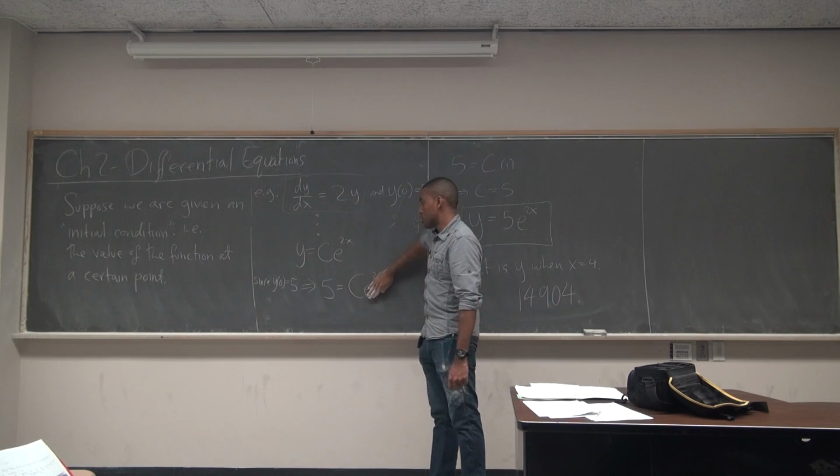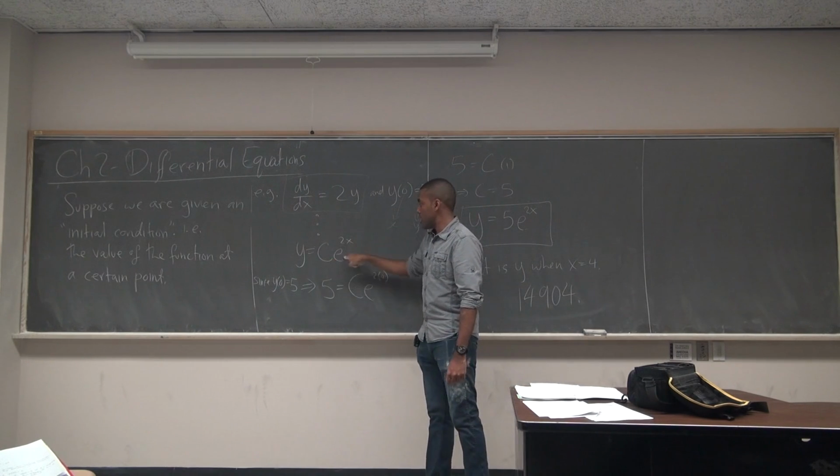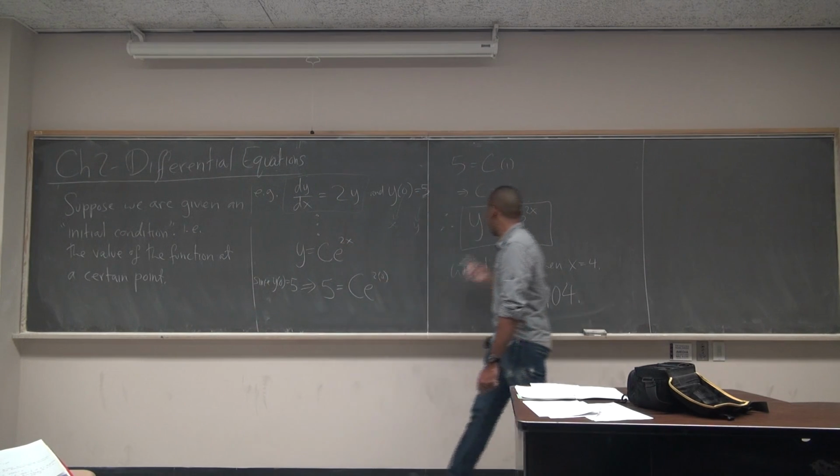E to the 0 is 1. So that just becomes c. So I get c equals 5. Then I go back here, I know y is c e to the 2x. My c is 5, just put a 5 here.